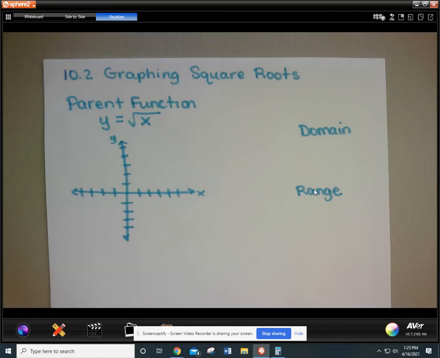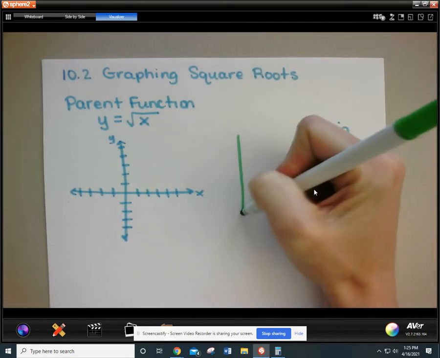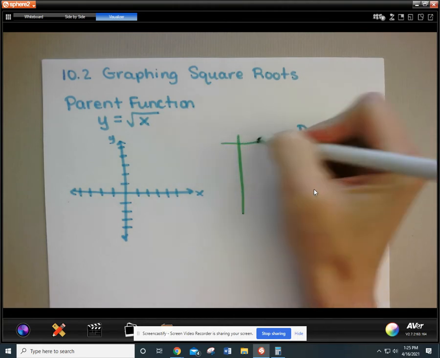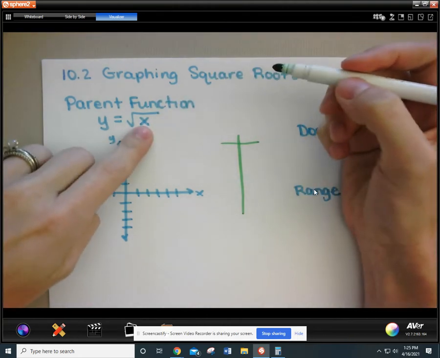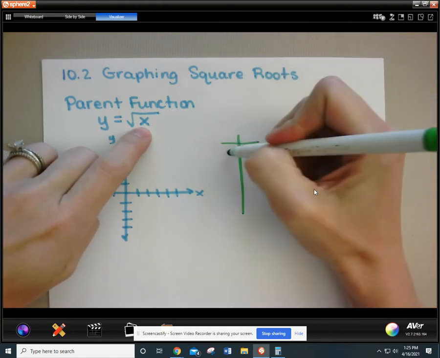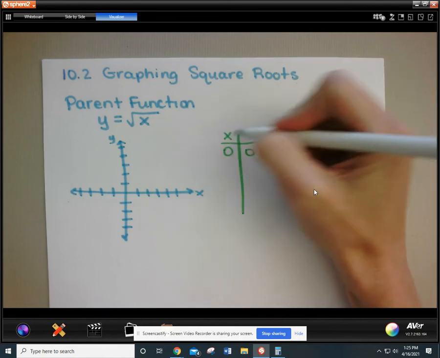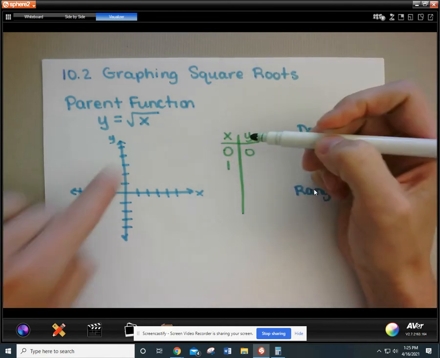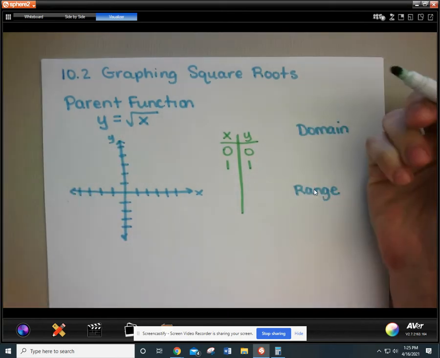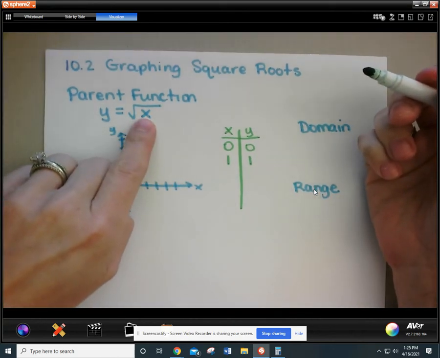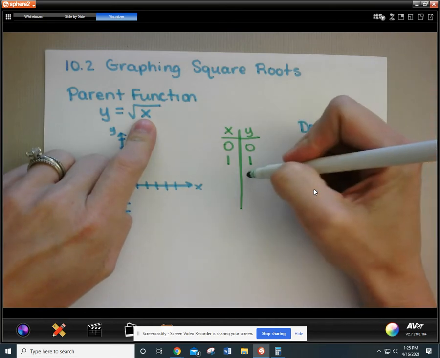Okay, in today's lesson, we're going to just start graphing our square root functions. If we take a look at the parent function, which is just the square root of x, and we want to plot some points, remember that we're going to be restricted to a non-negative domain. So I'm going to plug in a 0, and if I square root 0, I'm going to get a 0 out. If I plug in a 1 and I square root 1, I'm going to get a 1. Now I could plug in a 2, but if I square root 2, I'm not going to get a perfect whole number out, and I'm going to get a decimal.